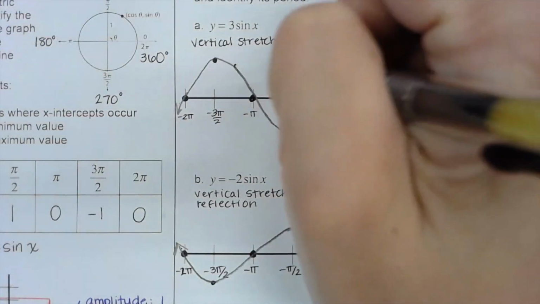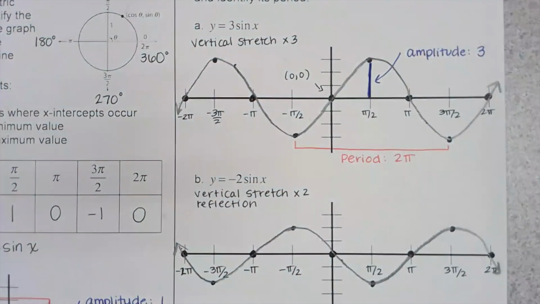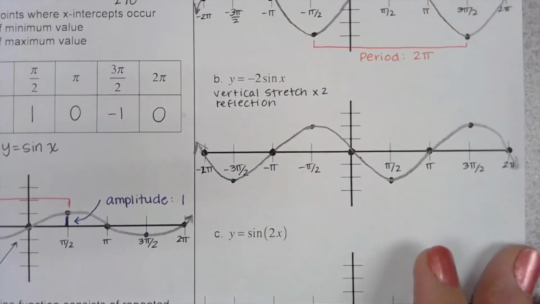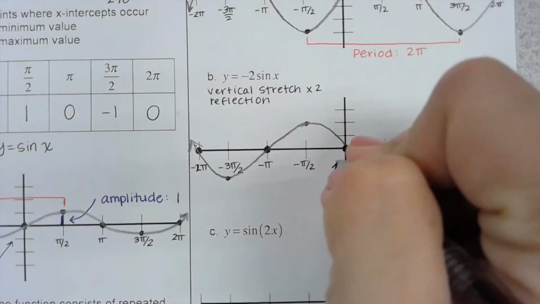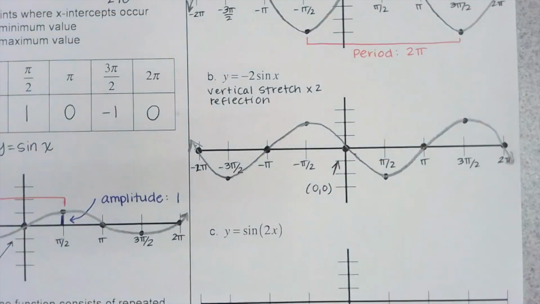Because this goes through the point 0, 0, that's how you know that it's a sine graph. Same thing on this one. Because it goes through the point 0, 0, that's how you know that it's a sine graph. If it was going through any other point besides 0, then it's going to be a cosine graph if it has this same shape.